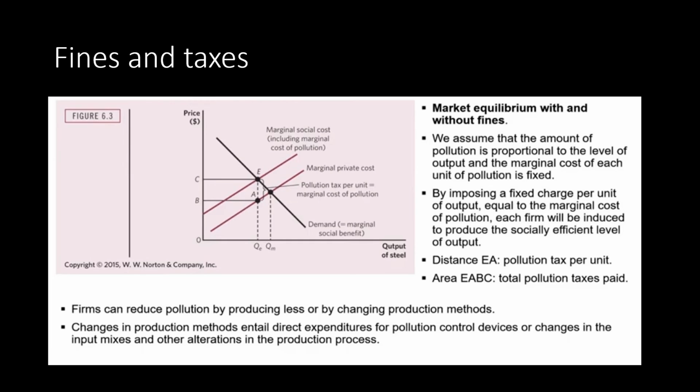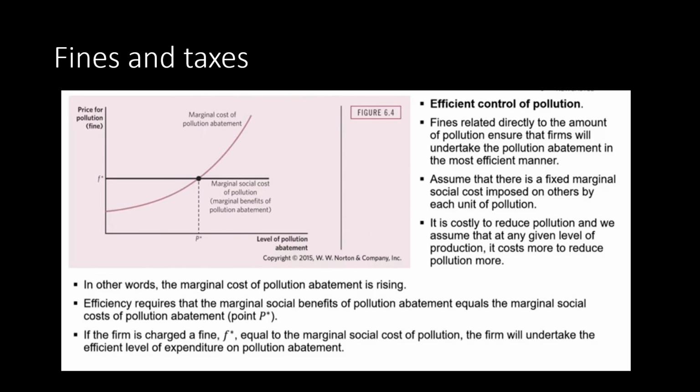Firms can reduce pollution by producing less or by changing production methods. Changes in production methods entail direct expenditures for pollution control devices or changes in the input mixes and other alterations in the production process. Efficient control of pollution. Fines related directly to the amount of pollution ensure that firms will undertake the pollution abatement in the most efficient manner.